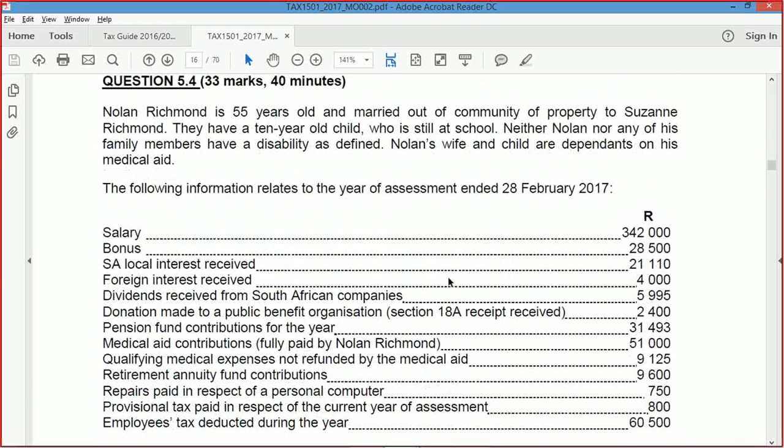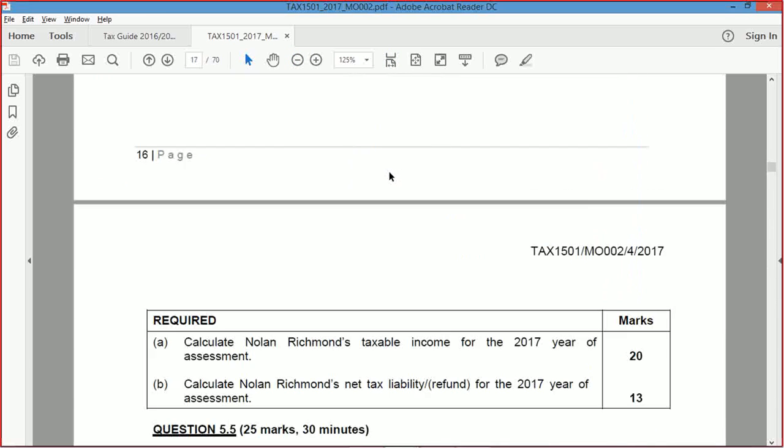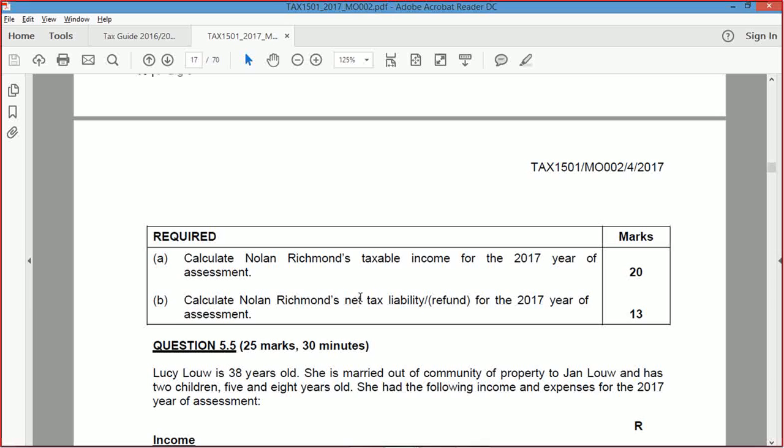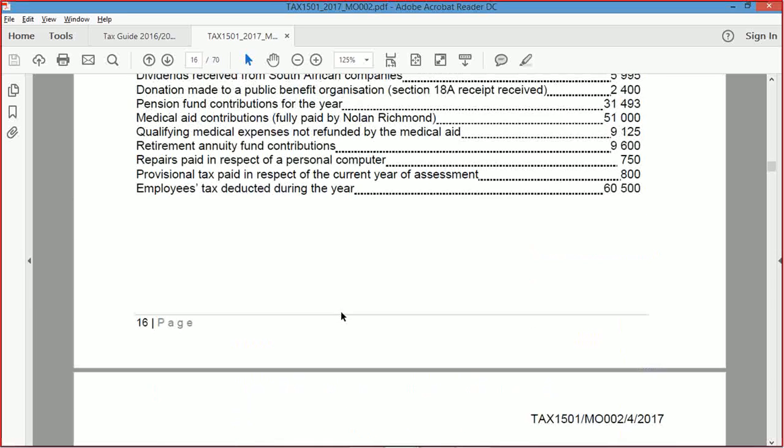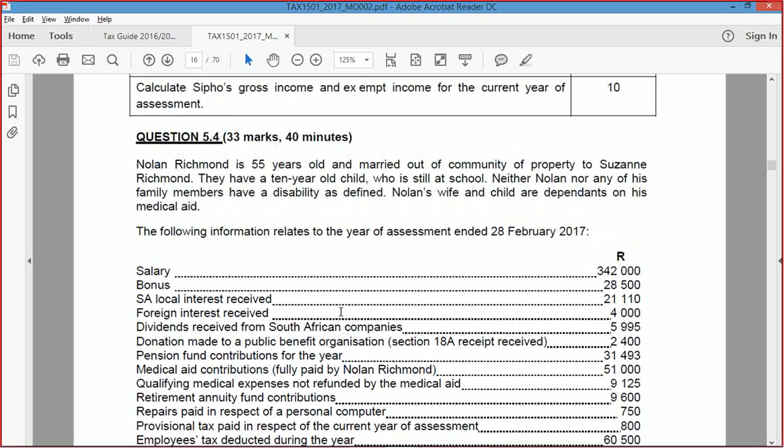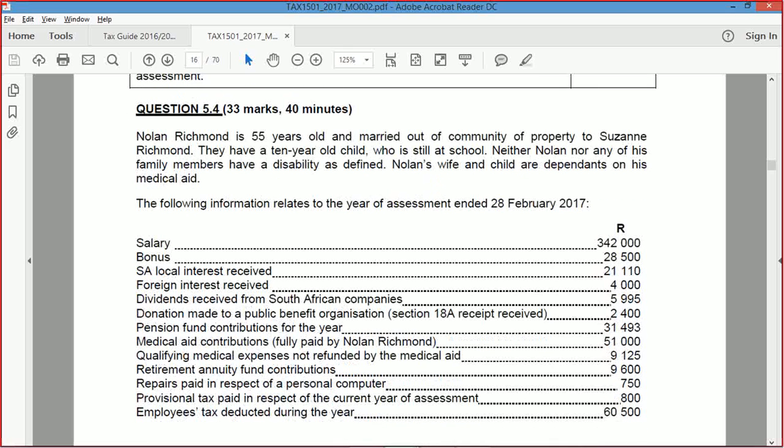This one. Okay. What else do we have here? This is Nolan. It's 20 marks, taxable income. Okay, net refund, liability. That's fine. And then you've got all the stuff here. Okay, this looks like a nice question.